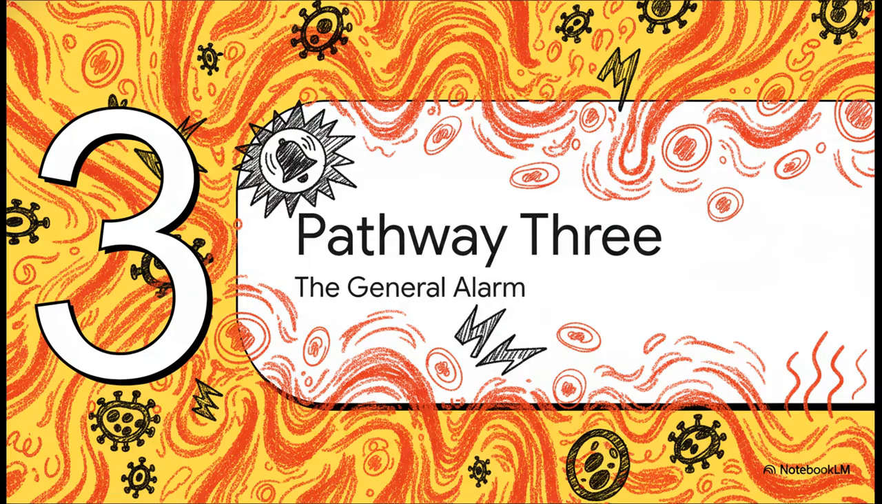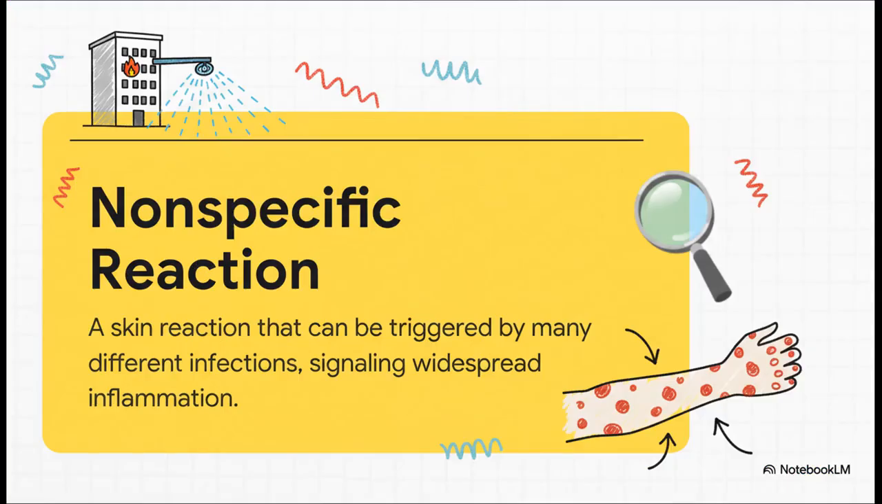And that brings us to our final pathway, the body's general alarm. This is what happens when the immune system gets so revved up fighting an infection that the skin basically becomes collateral damage. It's not a direct invasion, it's not a reaction to a specific toxin, it's just a sign of system-wide inflammation, a total freakout. So this one is called a non-specific reaction, because the same skin condition can be triggered by a whole bunch of different things.